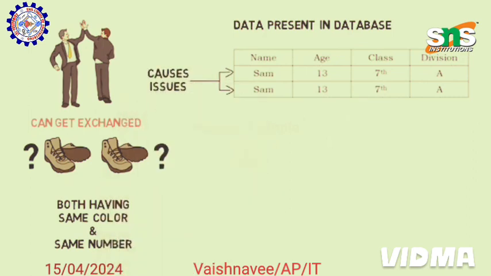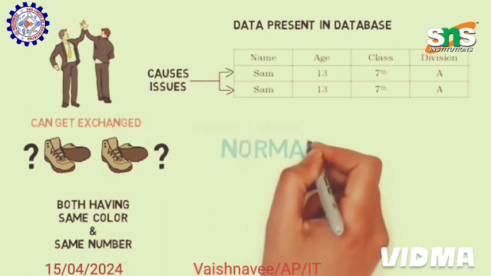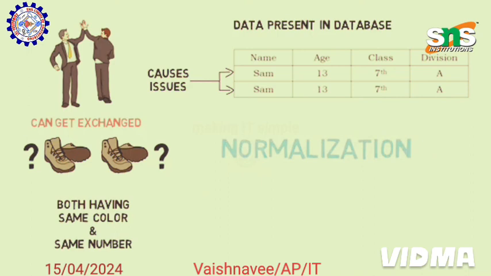If there is redundant data, that means if there is similar data, we can face some issues. The solution to this problem is normalization. So we will learn about normalization and the anomalies: insertion anomaly, deletion anomaly, updation anomaly. Now let us see its definition.